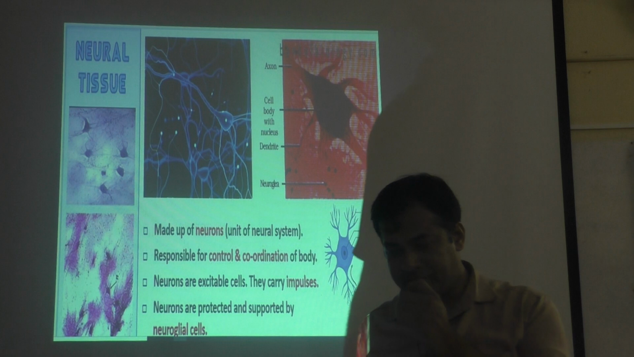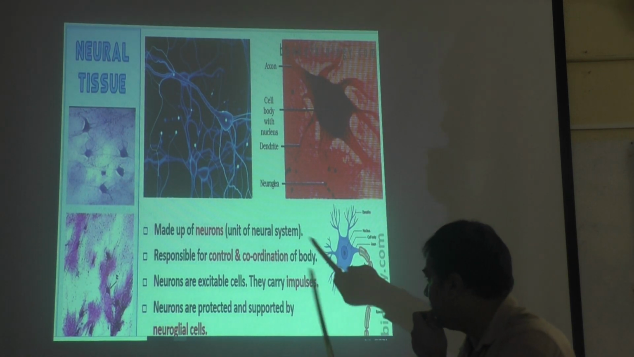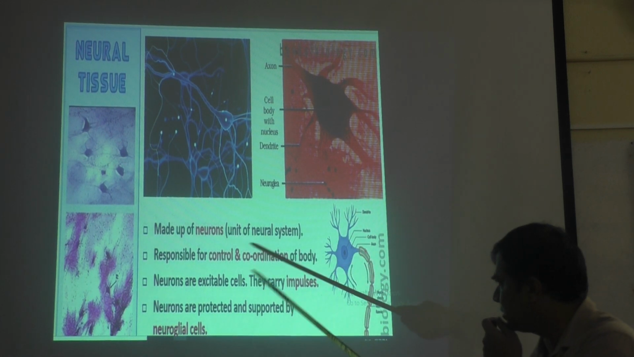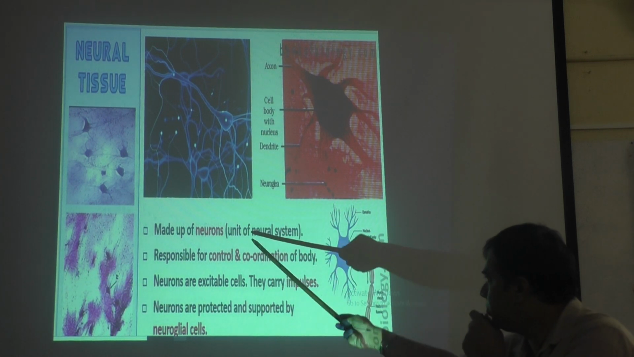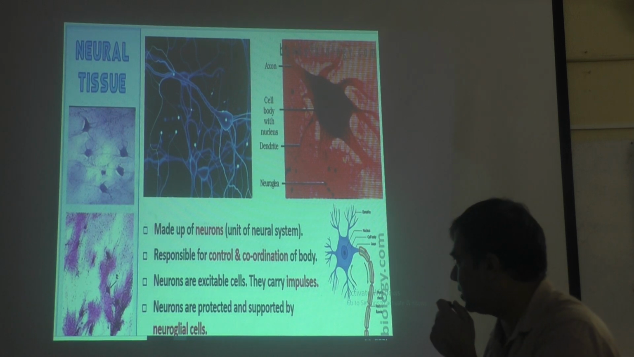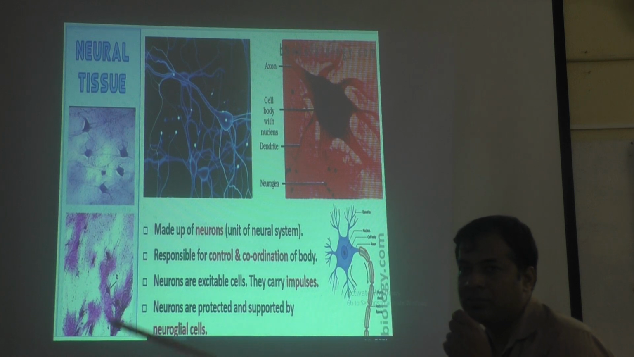Then the fourth type of tissue in our human body is neural tissue. You know it very well. This is the structure of a neuron. You know this structure very well. Neural control and coordination we have already learnt. So it is made up of neurons, that is, special neural cells or nerve cells. It is called a neuron, responsible for control and coordination of the body.